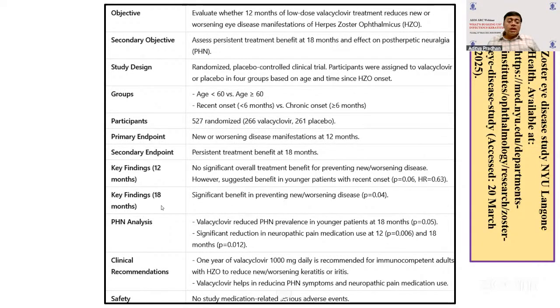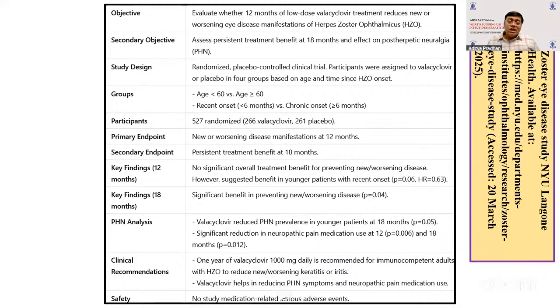But at 18 months, there was a significant benefit in preventing the new or worsening of disease, especially with post-herpetic neuralgia. It reduced the prevalence in younger patients at 1.5 years and also reduced the amount of neuropathic pain medication that most of these patients get at the endpoints of 12 and 18 months.